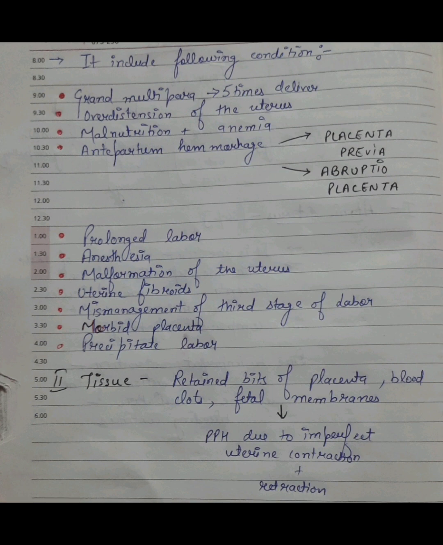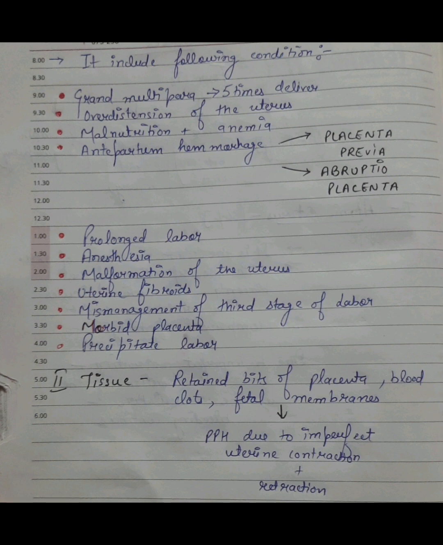Now placenta previa is what? When the placenta gets implanted abnormally, right, over the lower uterine segment, and in case of abruptio placenta, there is a premature separation of the placenta, right? So in that case PPH can happen. Next one is prolonged labor, and another cause is anesthesia.